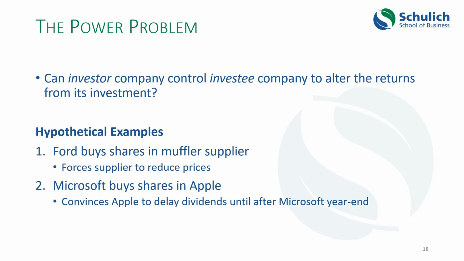Here's the example I just spoke about, Microsoft owning shares in Apple. If it had enough shares in Apple that it could influence the decision at the board level, it might convince Apple to, say, delay the dividends until just after the Microsoft year end so that Microsoft didn't have to report that income. Well, if we take away the accounting possibility that Microsoft would record those dividends as income, then that takes care of the problem. So we're going to have to look at how accounting solves that.